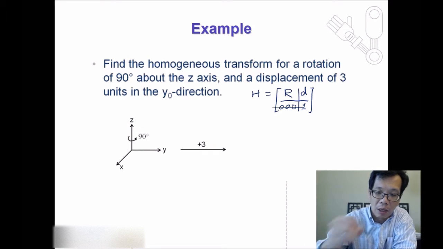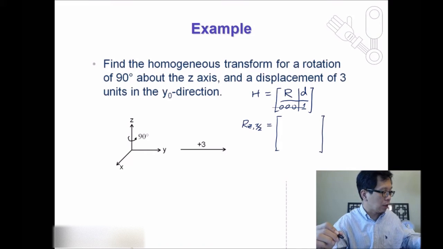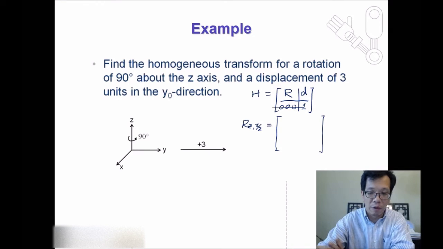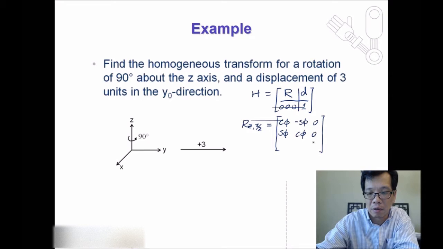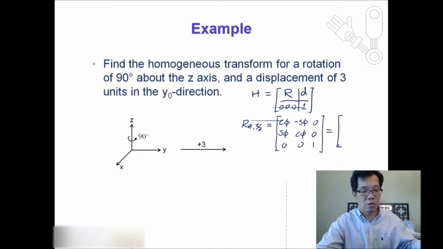So let's start. We know the rotation is going to be about the z axis, and it's going to be 90 degrees. So this is the formula that we're going to use, and it can be obtained in the previous part of your notes: cosine phi, negative sine phi, 0; sine phi, cosine phi, 0; 0, 0, 1, which should be pretty straightforward.